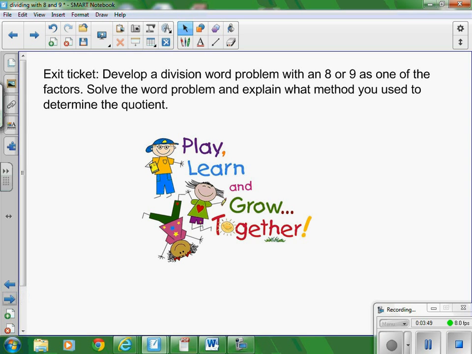The exit ticket for tonight, you got it. Develop a division word problem with an 8 or a 9 as one of the factors. Solve the word problem and explain what method you use to determine the quotient. If you want to tell me a couple of ways that you can get to it, that would be a good opportunity for some extra credit.